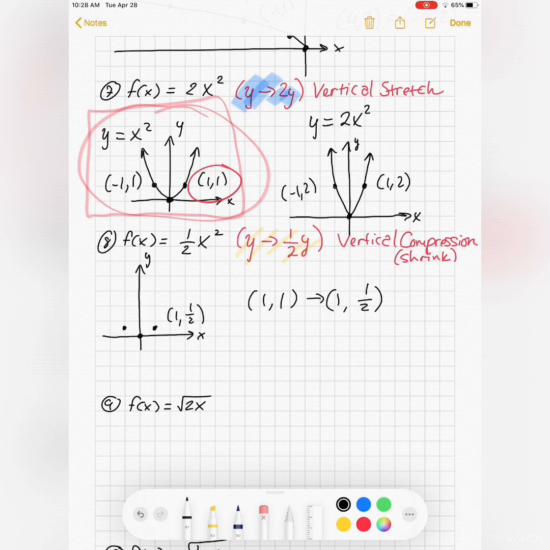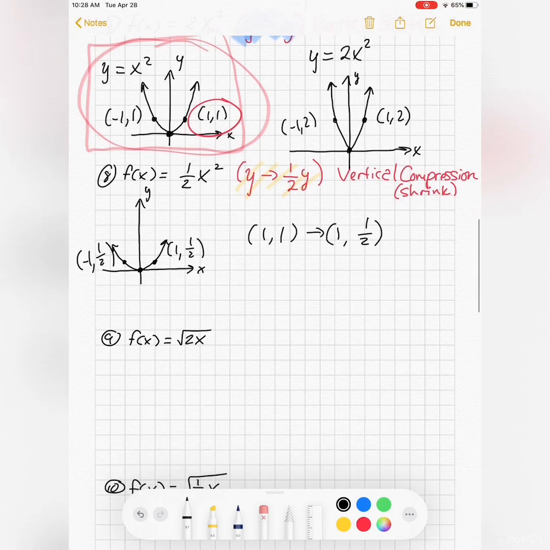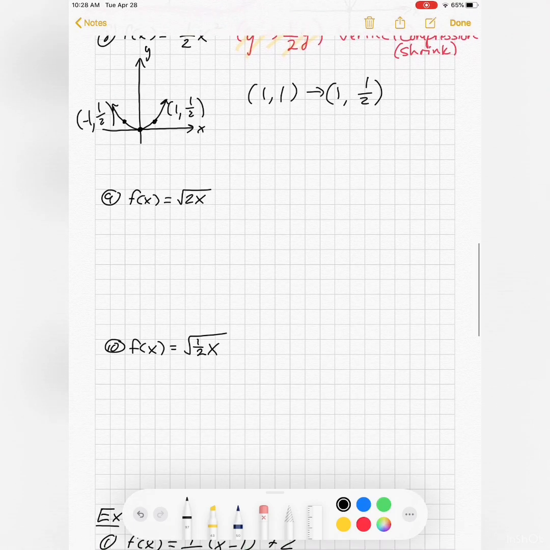And then negative 1 1/2. Okay, so I have kind of a shallow, smushed down parabola. Okay, so one more set of basic transformations.